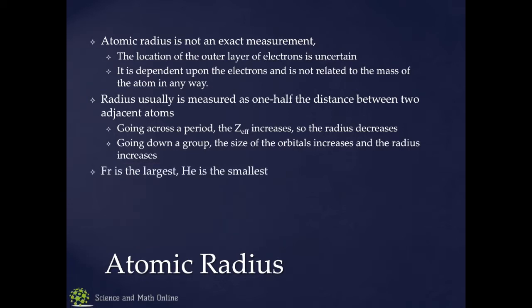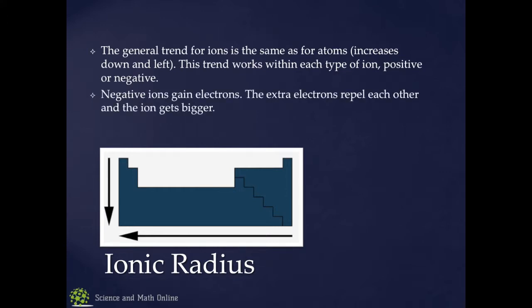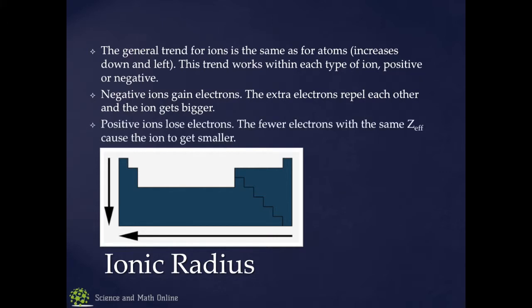Okay, so francium's the largest, helium's the smallest. All right, ionic radius works the exact same way, except we're going to make a distinction between positive and negative. The key thing you need to know is that it works the same way as atomic radius, but negative ions gain electrons, and those extra electrons repel each other, making the ion get bigger.